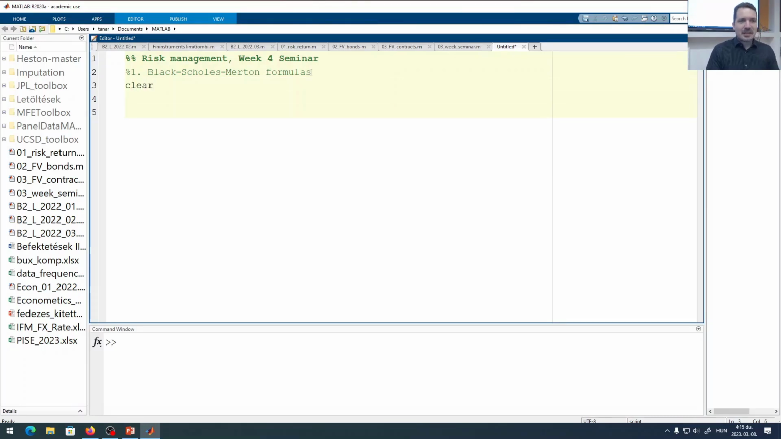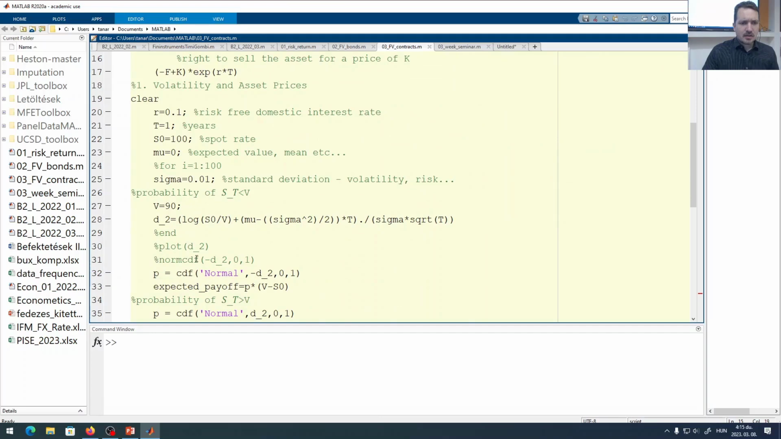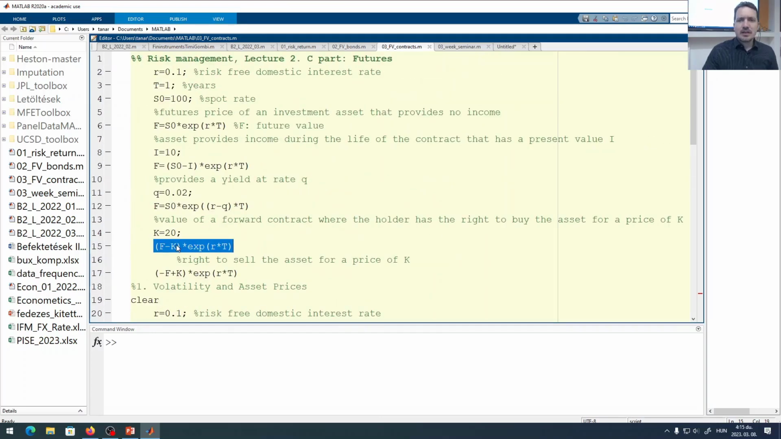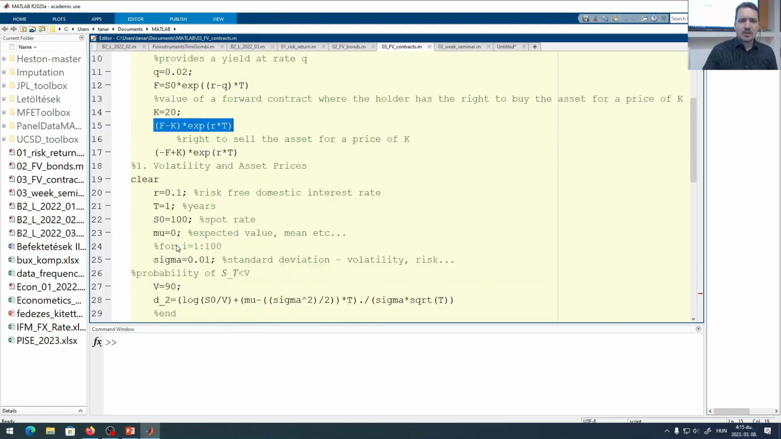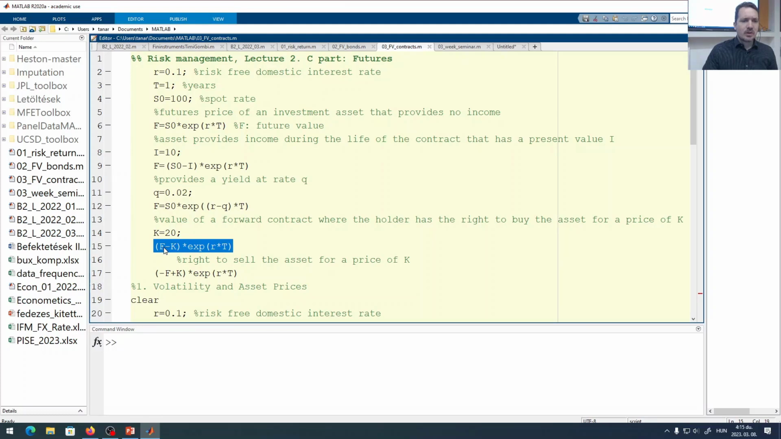Okay, first of all, clear, if I have to repair something. And also we can remember that we had this notation. So last week I created two MATLAB files, and the first one was containing all these building components, and the second one was actually the seminar work. So let's see.